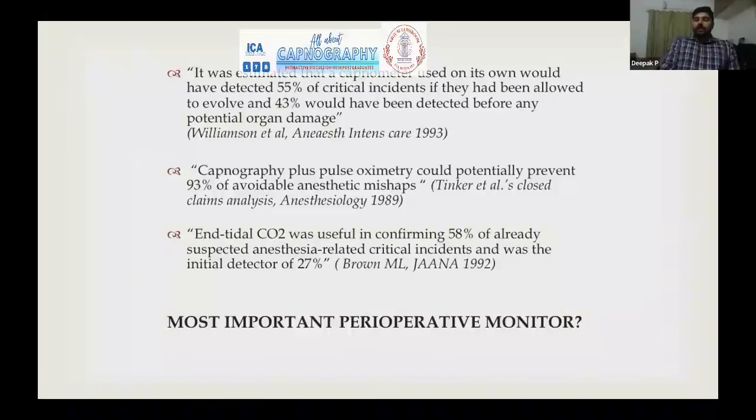Here I have quoted a few studies. What each of the studies is showing is that nearly 50 or more than 50% of all critical events associated with airway manipulation in anesthesia were either discovered early or prevented due to correct monitoring of carbon dioxide. So with all these evidences and all this logic, can we finally summarize that carbon dioxide is the most important perioperative monitor? Hopefully we'll have an answer to that by the end of the session.